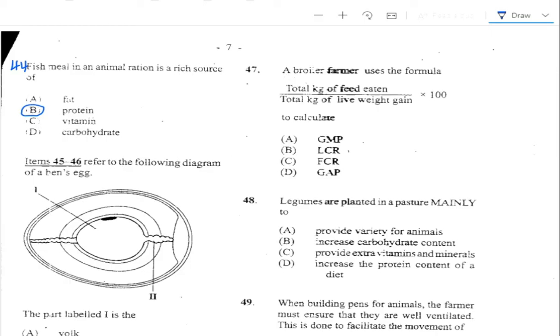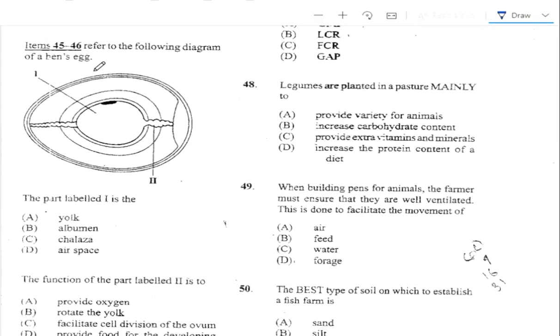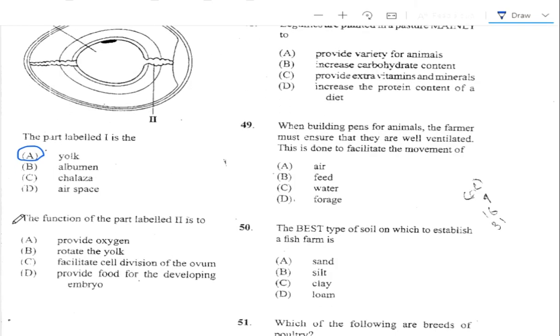Alright. Question number 45. Item 45 to 46 refers to the following diagram of a hen's egg. Alright, so part label 1 here is the yolk, so the answer is yolk. Alright, 2 here would be the chalaza. So here is 46. The function of the part label 2 is to A, provide oxygen, B, rotate the yolk, C, facilitate cell division of the ovum, D, provide food for the developing embryo. The best answer is B, to rotate the yolk. However, so this is the chalaza, 2 is the chalaza, right?